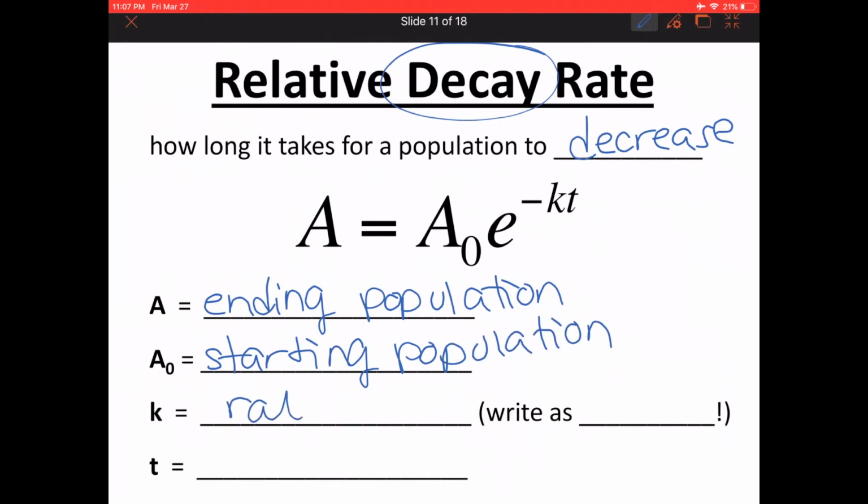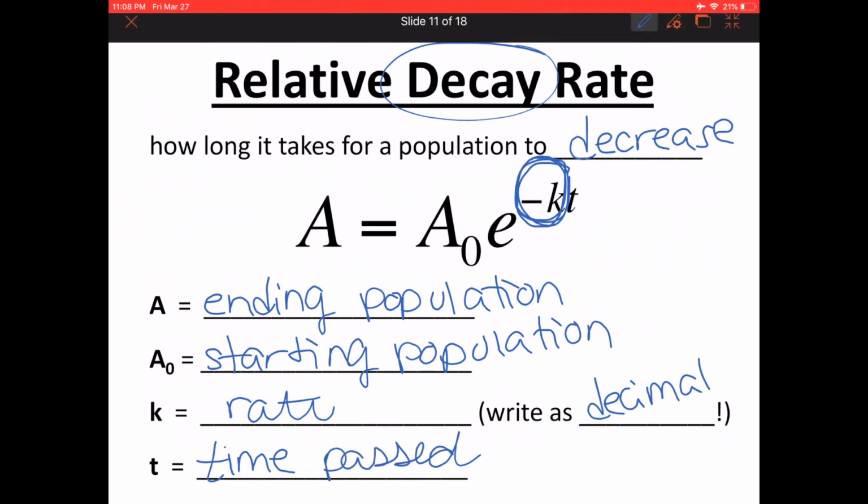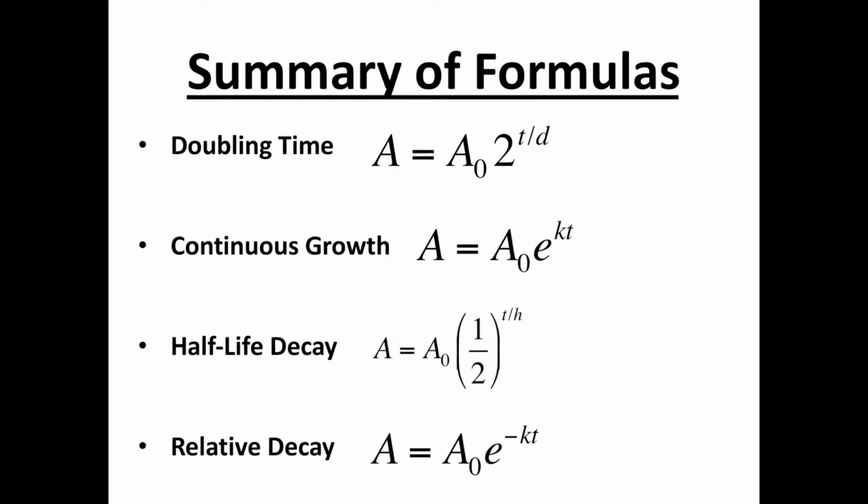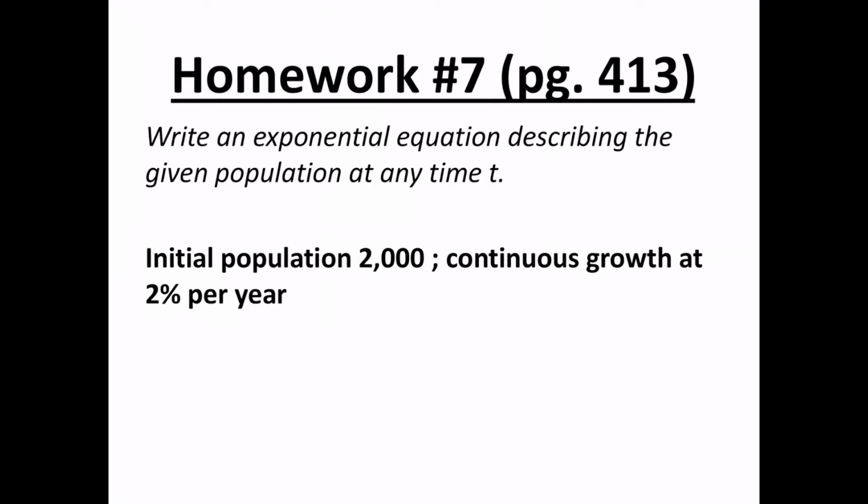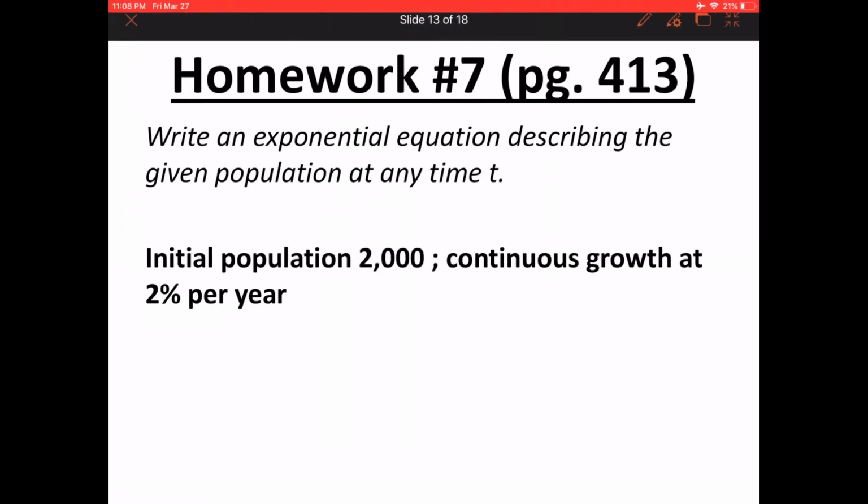K is the rate. Make sure we write that as a decimal. And notice the only difference in this equation from the growth one is that my K is negative, because since I'm decaying now, it's a negative rate. T represents the time that has passed. Okay, so this is the new equation that we're going to be looking at. Again, here's my summary of formulas, including the 3 that we did in the last lesson, and then just adding my relative decay.